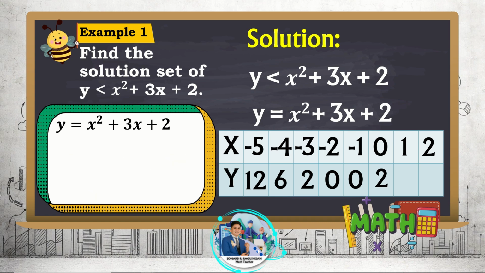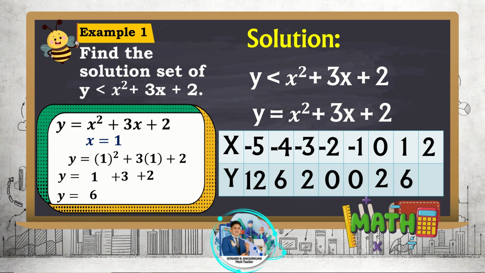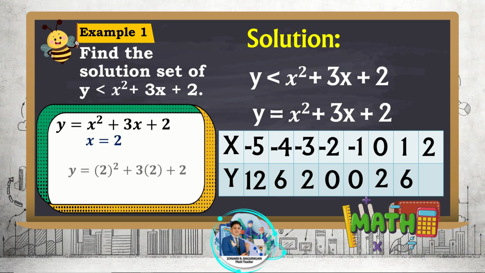For x equal to 1, substitute this value to solve for y. We have y is equal to the square of 1, plus 3 times 1, plus 2. Then simplify. The square of 1 is 1. 3 times 1 is 3. Plus 2. Then 1 plus 3 plus 2 is 6. So, y equals 6.